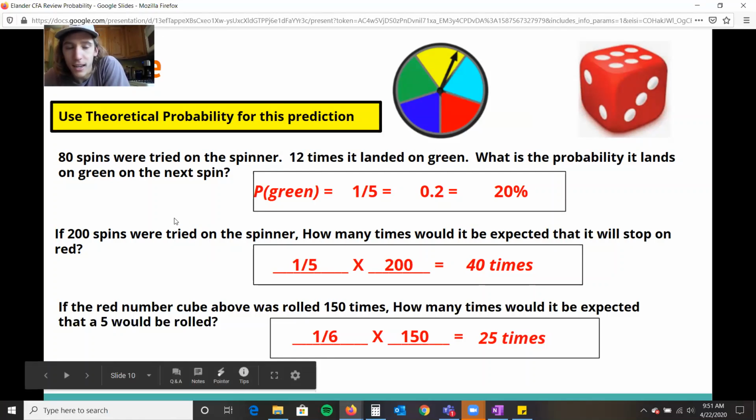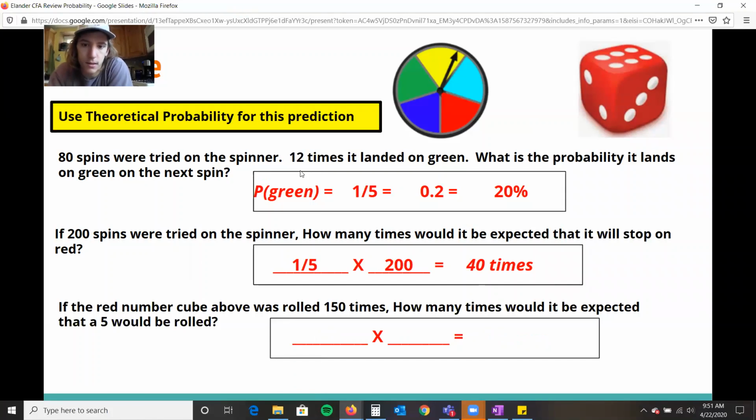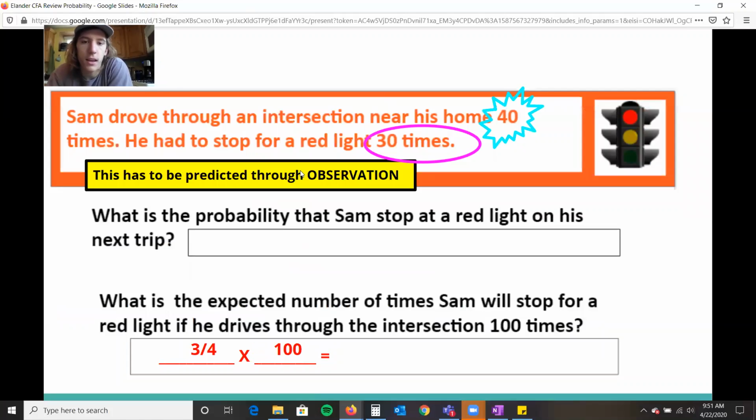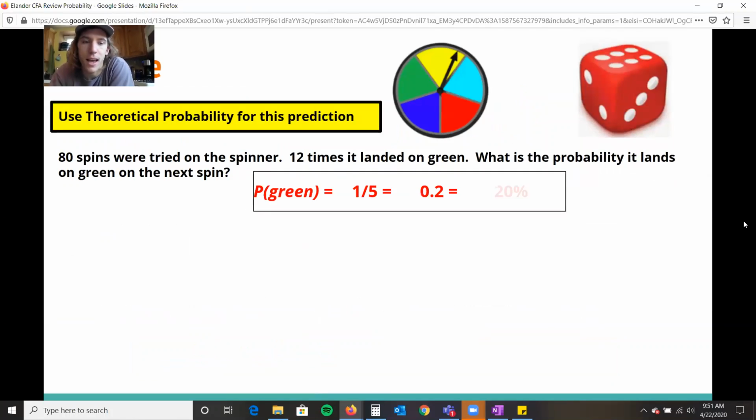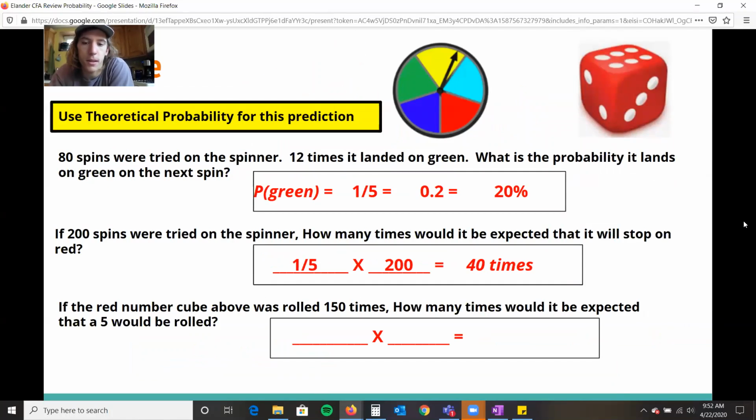Okay. And again, it would be different if it gave us some experiments like this last one. Let me go back real quick. It would be different if they gave us some results like this one, and Sam went through the intersection a certain number of times and we based it off of the observation. But this one asked us to use theoretical probability. And if we have theoretical probability, that's what we're going to use first.